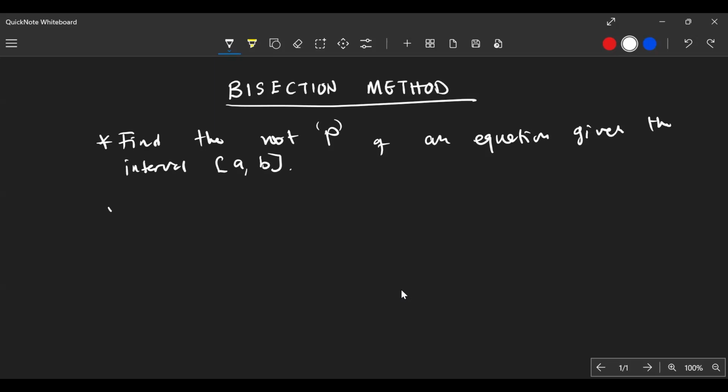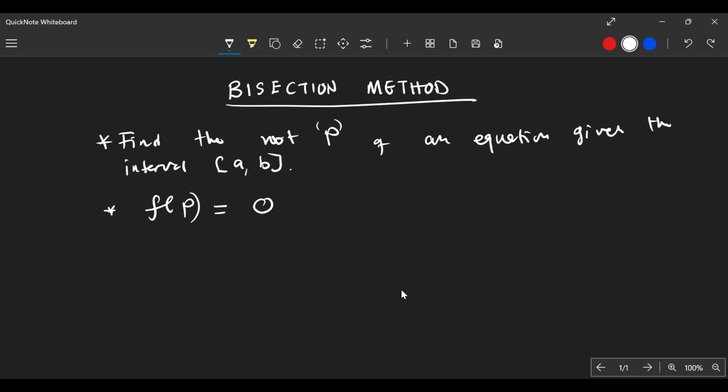If you have a function and you substitute this P in the function, the function must be equal to 0 or approximately equal to 0, since we are using a numerical method here. This P may not be exact, so it will not be exactly equal to 0, but it will be somewhere close. Now, how do we find this P?